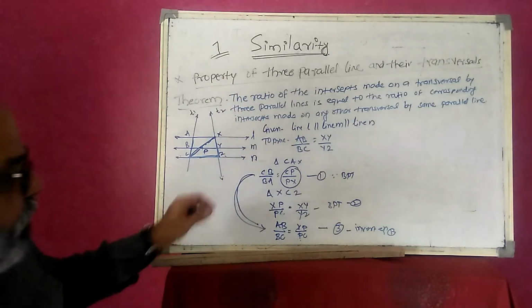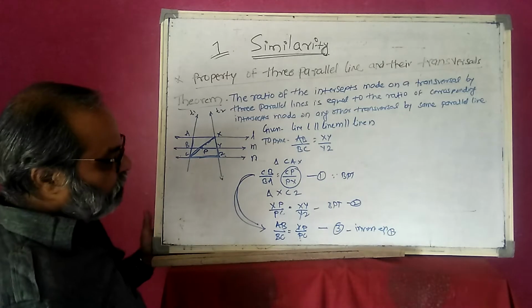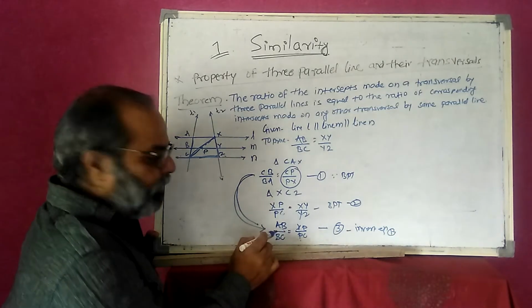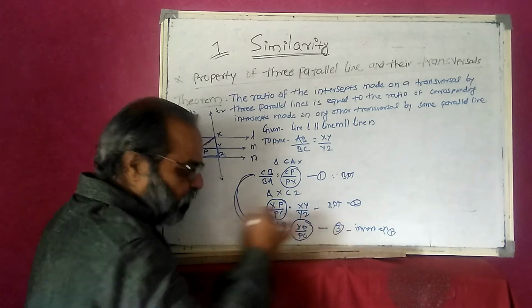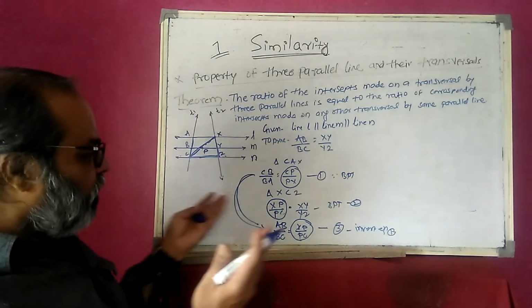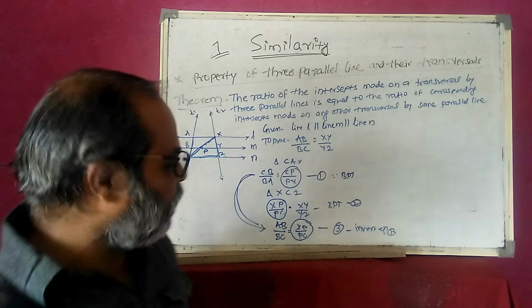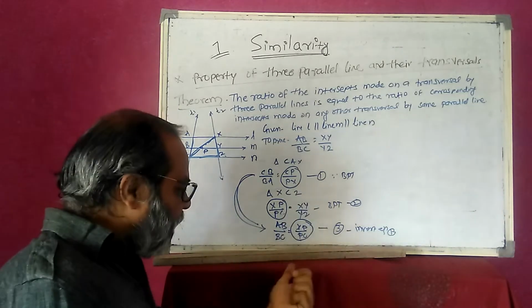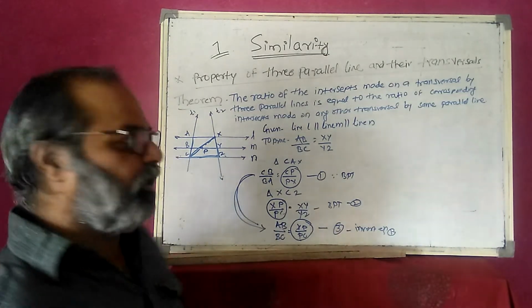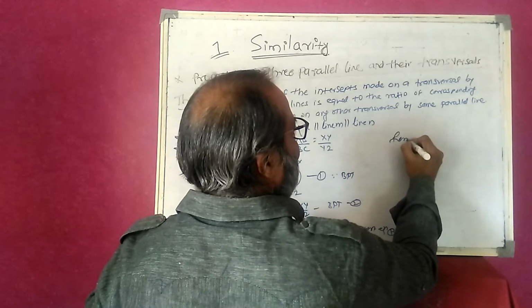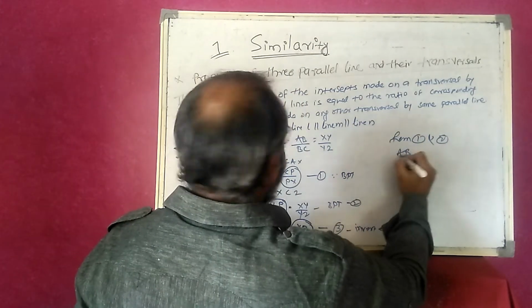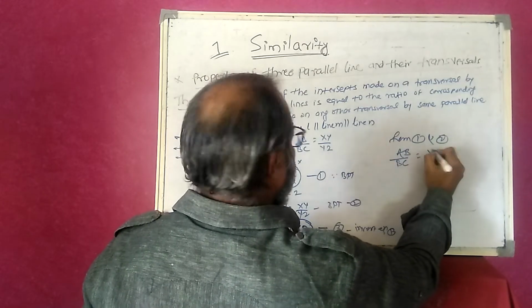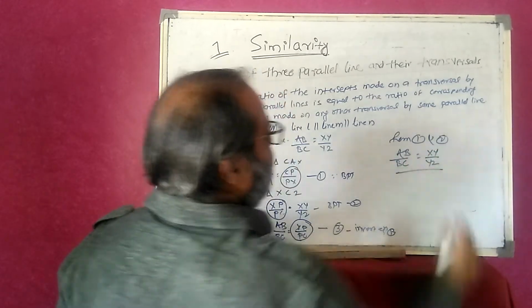Now we just concentrate on equations 2 and 3. What is common in equations 2 and 3? XP upon PC is there, and here is also XP upon PC. So XP upon PC is equal to XY upon YZ and XP upon PC is equal to AB upon BC. So obviously from equations 2 and 3, we write AB upon BC is equal to XY upon YZ.